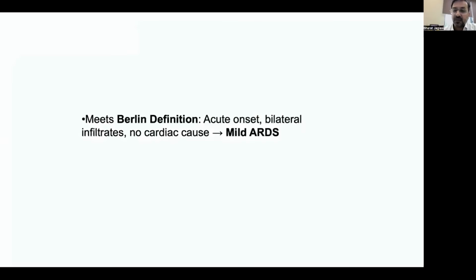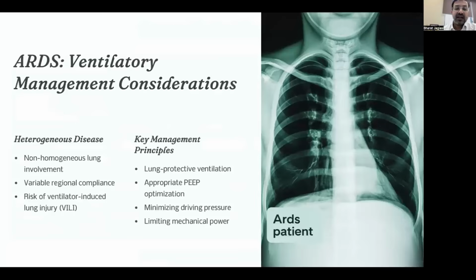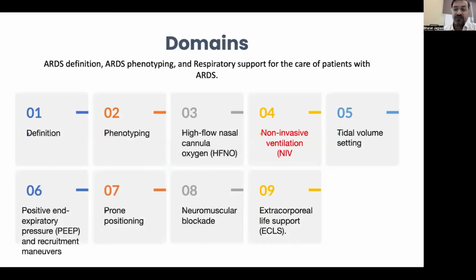So of course, this patient meets the Berlin definition criteria: acute onset, bilateral infiltrates, no cardiac cause. And the PF ratio is somewhere between 200 to 300, so it fits into the category of mild ARDS. So we all know the ARDS management considerations: a heterogeneous disease, so non-homogeneous lung involvement, variable lung compliance, and there's a risk of further inducing ventilator-induced lung injury.